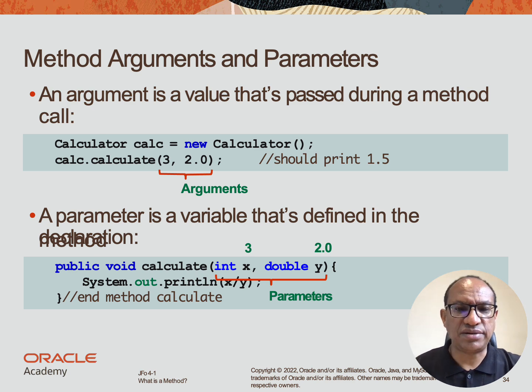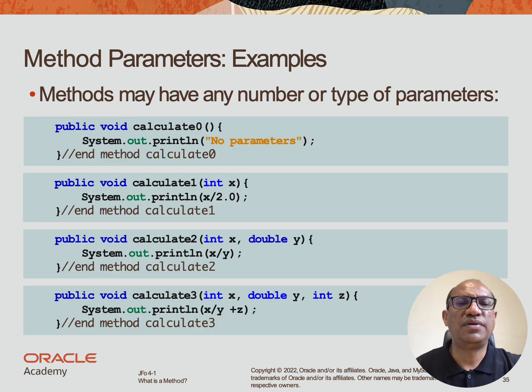Here is a good reminder. Arguments are the values you pass into a method. Parameters are the variables in the method's declaration that receive those values. They live inside the method and can be used throughout its block of code. In this example, 3 and 2.0 are arguments passed to be the values of x and y within the calculate method. Methods can take any number of parameters and use these values within the method code block.